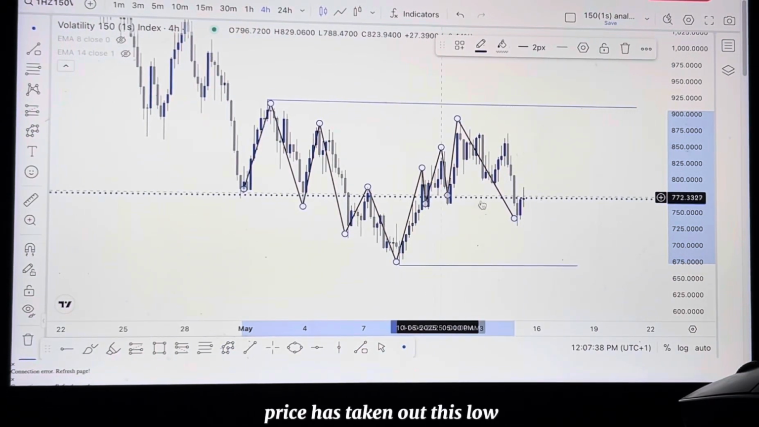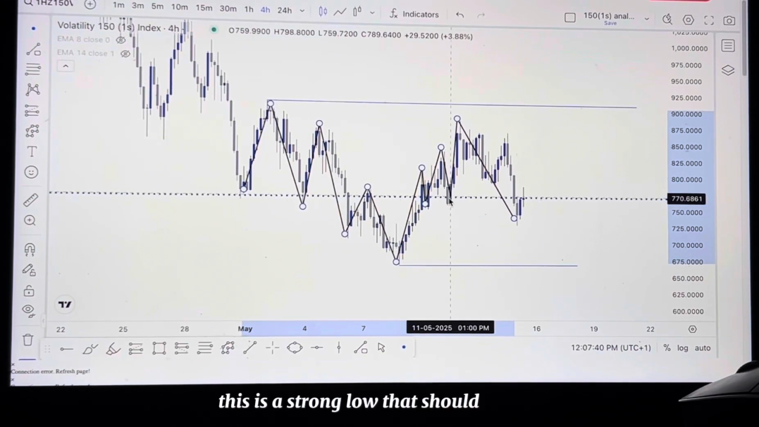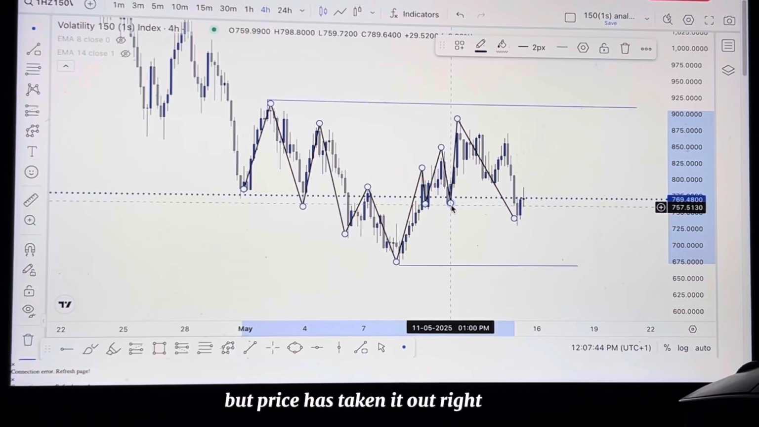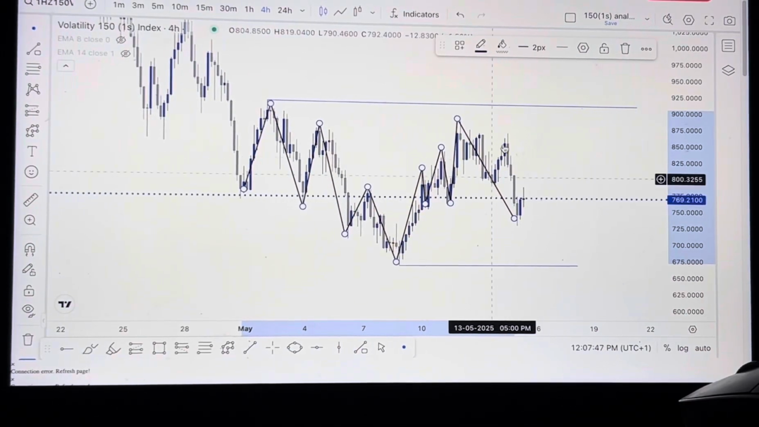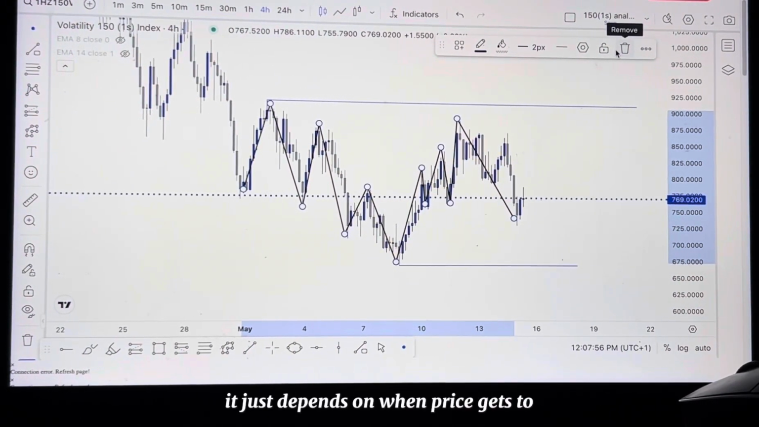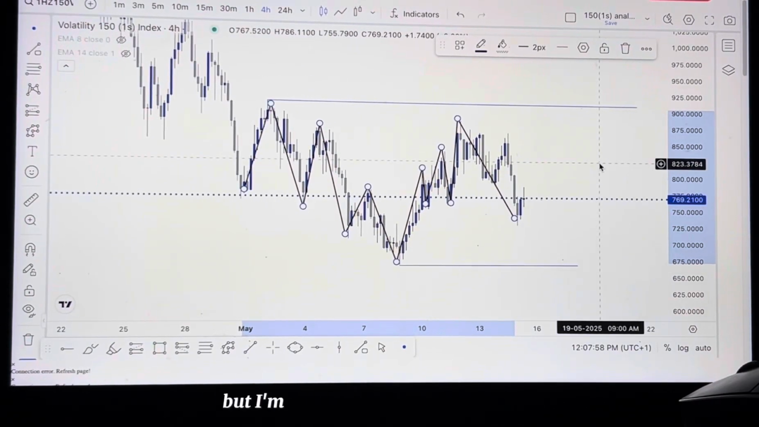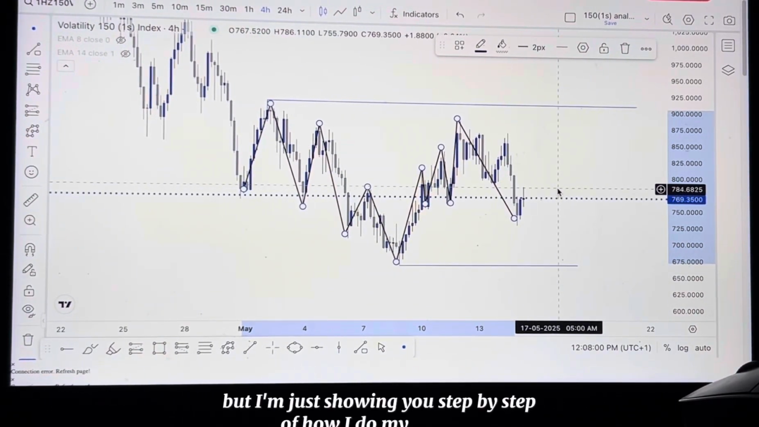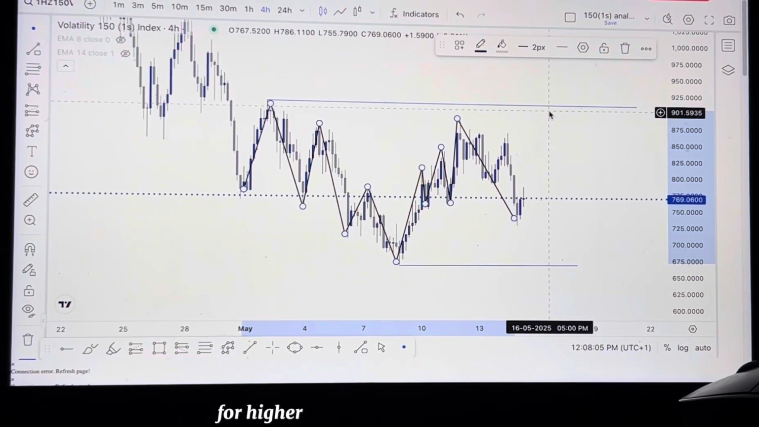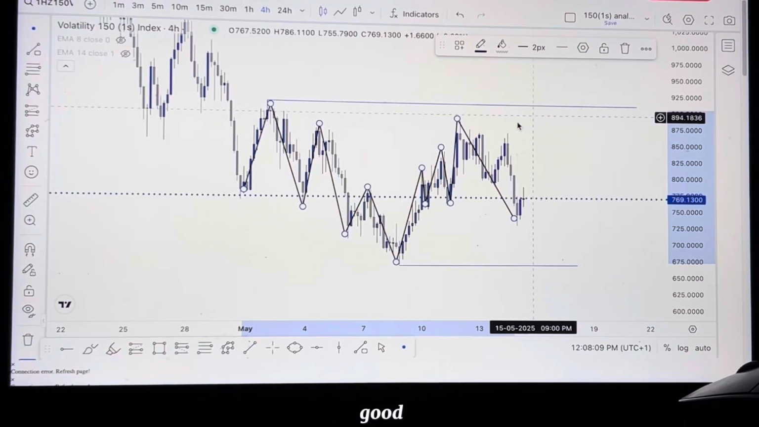Price has taken out this low. This is a strong low that should be able to hold price, but price has taken it out, right? So we have a lower low. So I want to take this trade maybe in another, it just depends on when price gets to my point of interest, but I'm just showing you step by step how I do my analysis for higher profitability and probability. Good.